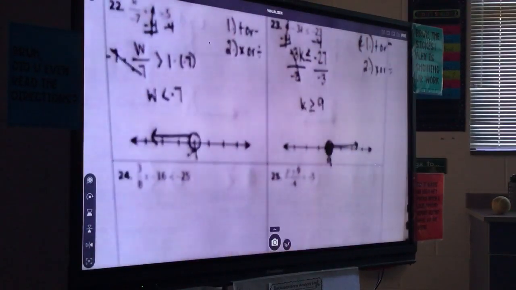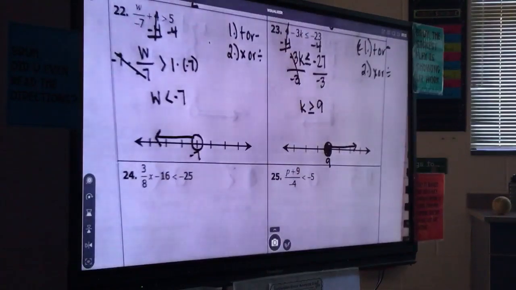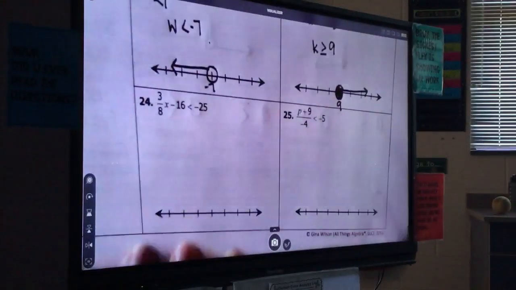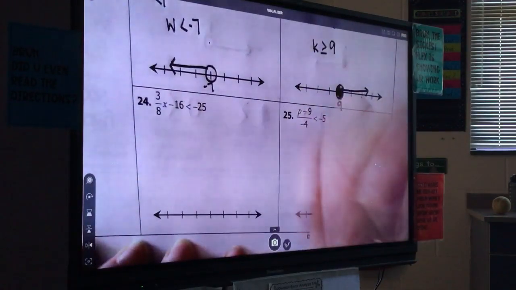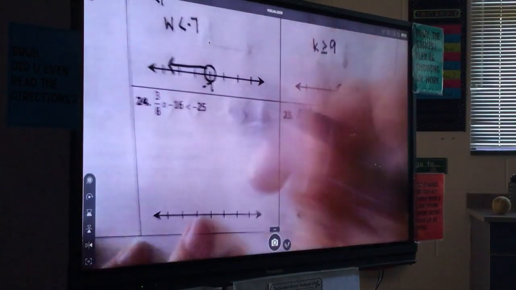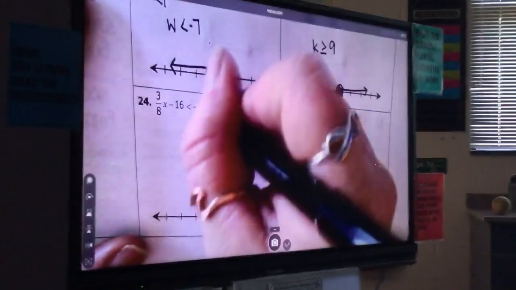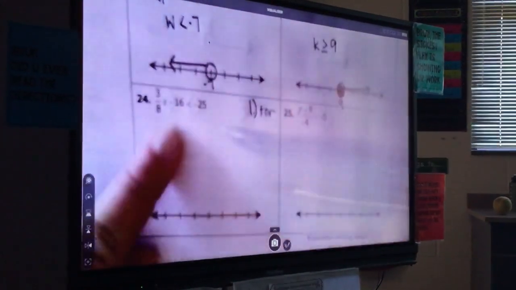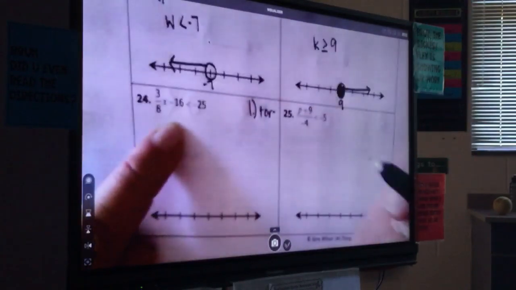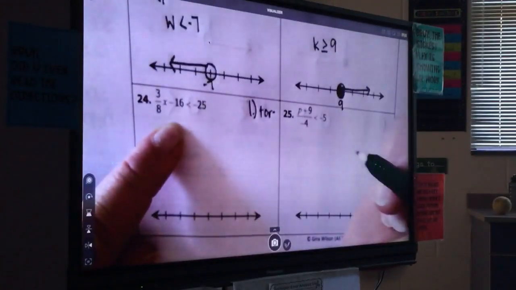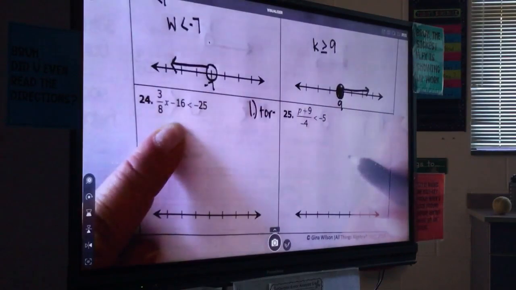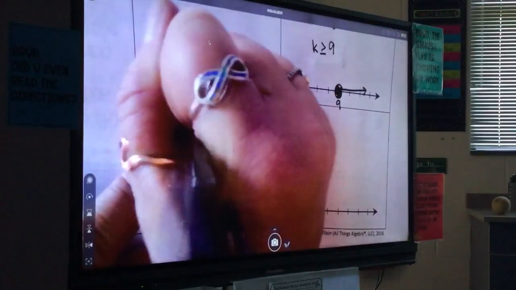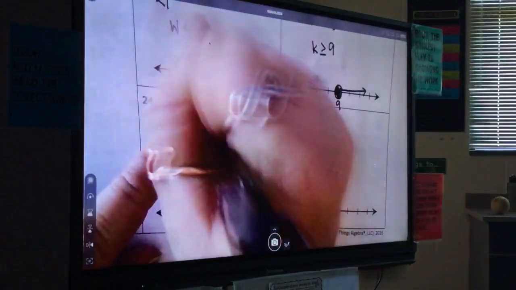All right, number 24. It always seems like we struggle when we have a fraction, and I don't know why. So let's just start with this right here. We're always looking for adding or subtracting first. So I have -16. How do I get rid of -16? Sebastian, how do I get rid of -16? So I'm going to add 16 to both sides.